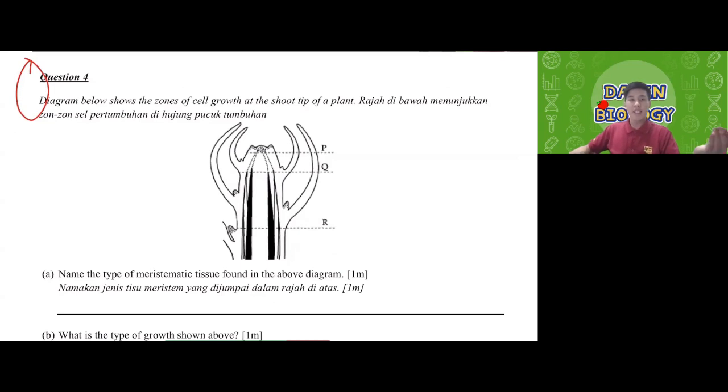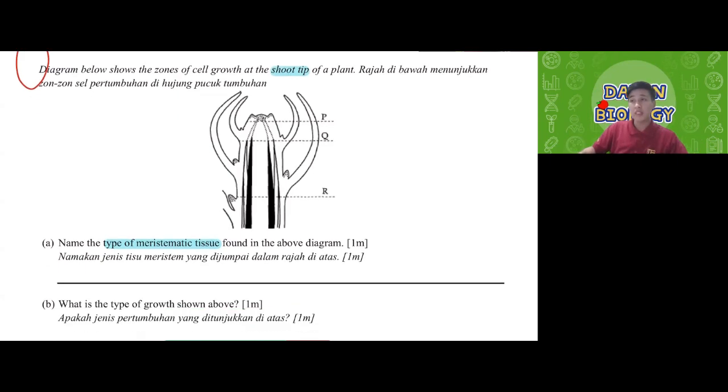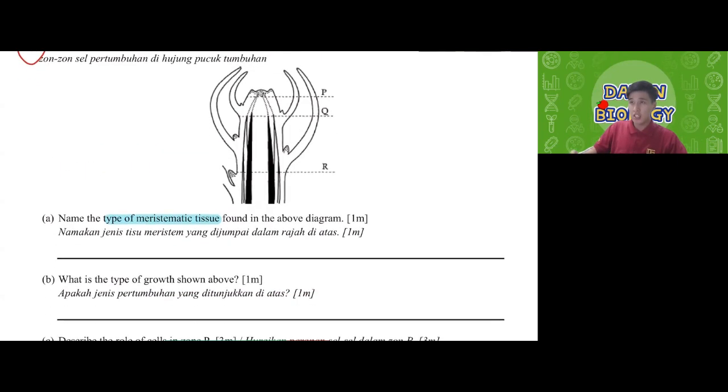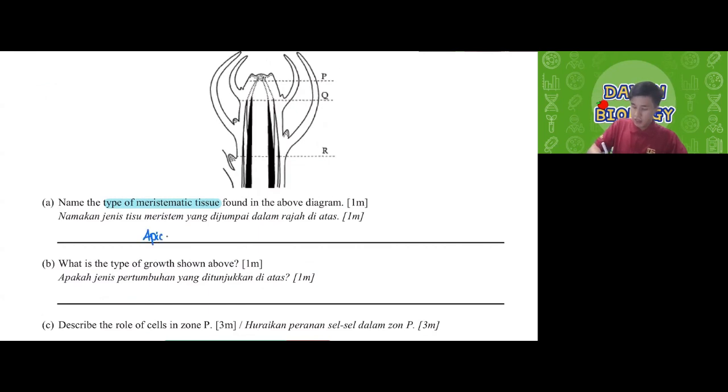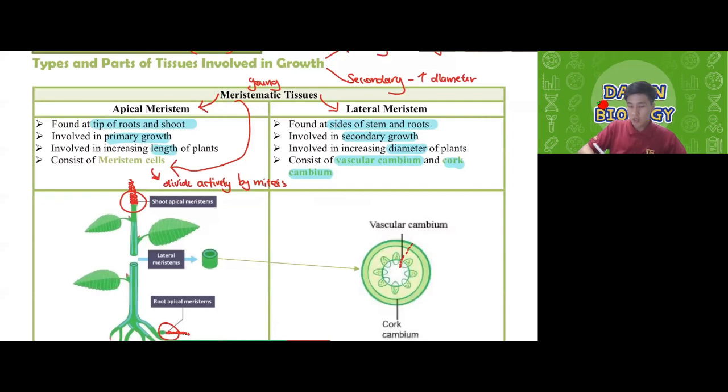A. Name the type of meristematic tissue found in the above diagram. There are two meristematic tissues you mentioned earlier. The meristematic tissue at this shoot tip is called? Yes, very good. Apical. Here we mentioned already there are two types of meristematic tissue. They are showing the shoot tip, so it is this one. That's the main type of meristematic tissue.